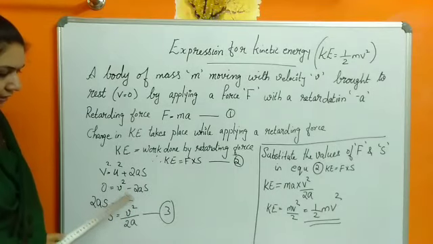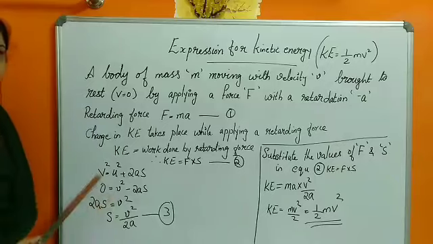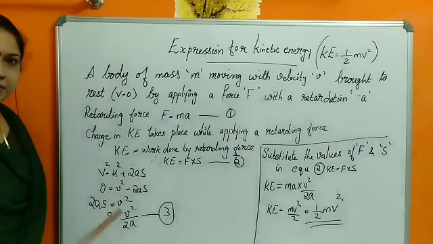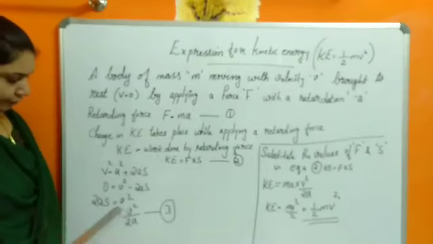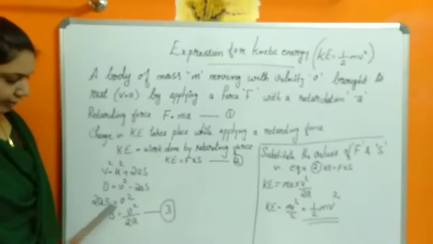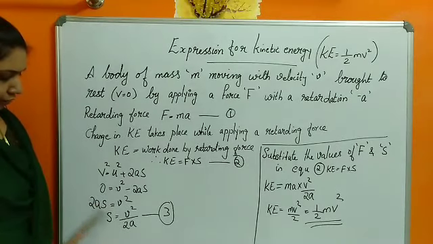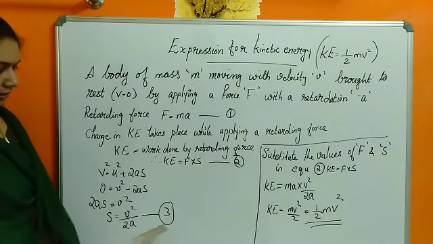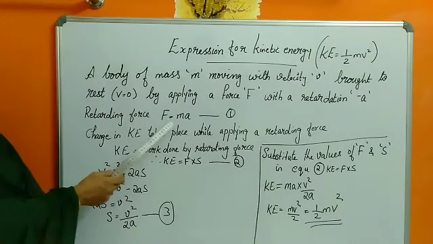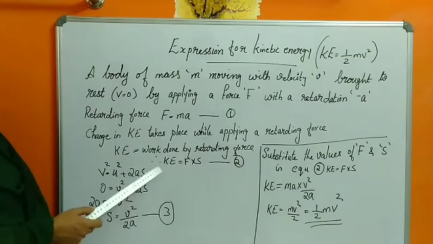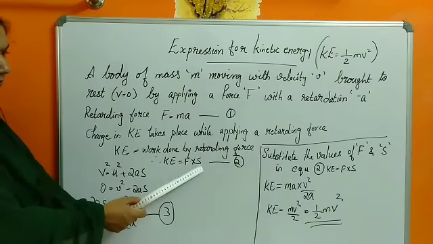Now this negative 2as is taken to the LHS, so it becomes positive 2as equals v square. From there I am taking only the displacement of the car: s is equal to v square by 2a. I am taking this equation as 3. So the first equation is F is equal to ma. The second equation, that is, our change in kinetic energy, is force into displacement.